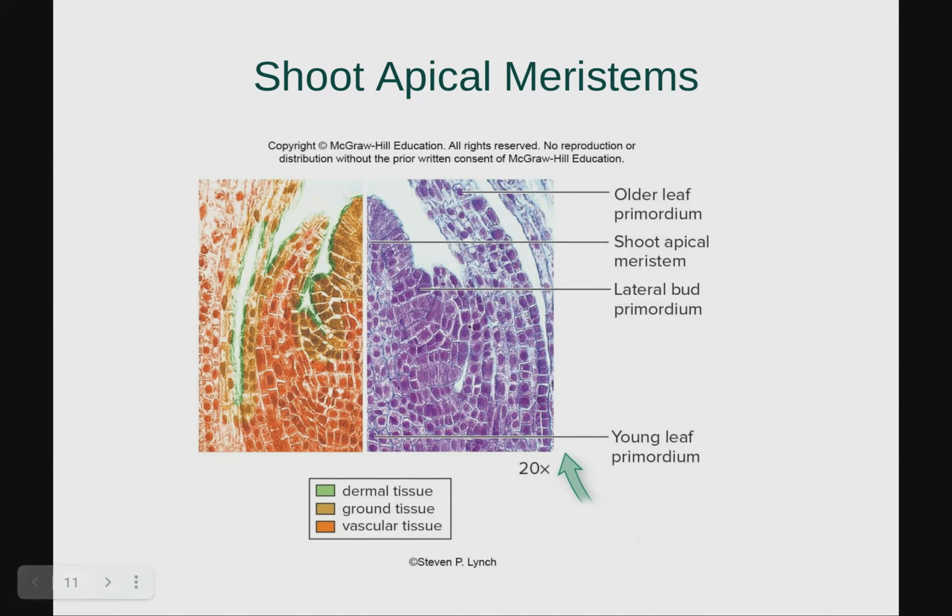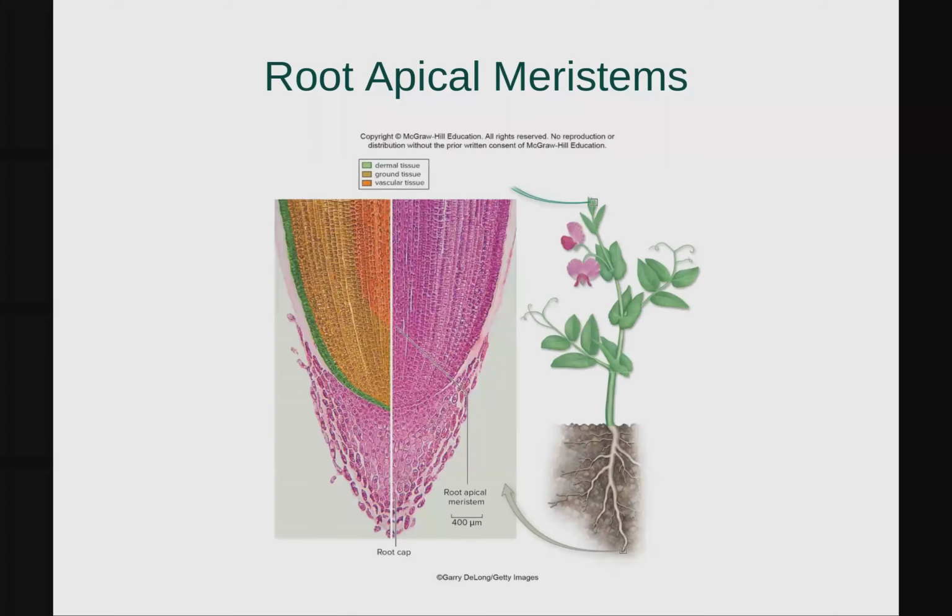But again, you'll see that the outer leaf primordium essentially protects the new budding shoot apical meristems from the outside world. Because you can imagine if you're a relatively young plant, you want to be protected from the environment because you don't want the environment to kill you when you're very young, right?